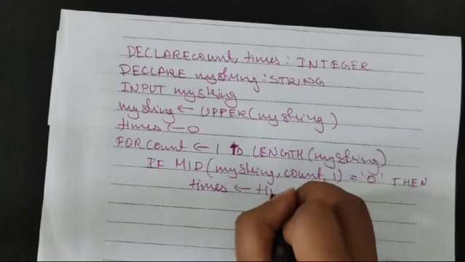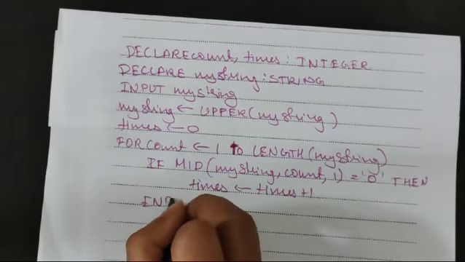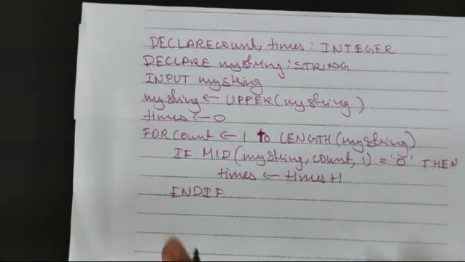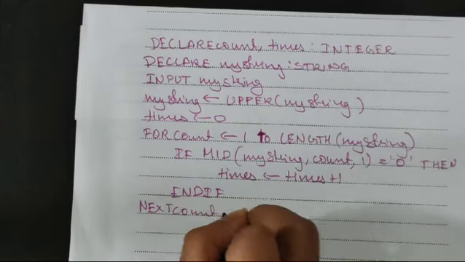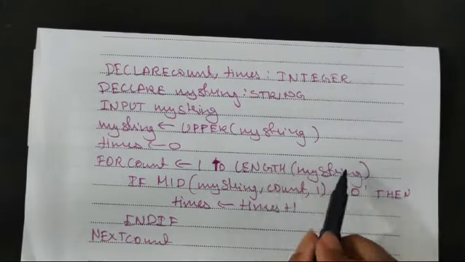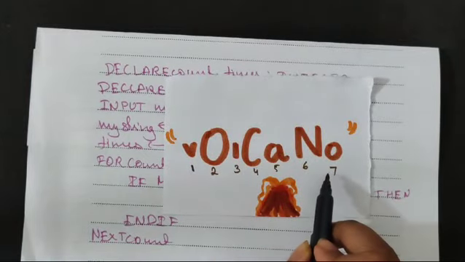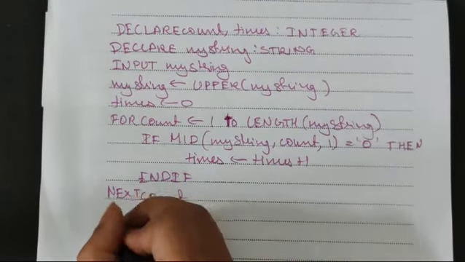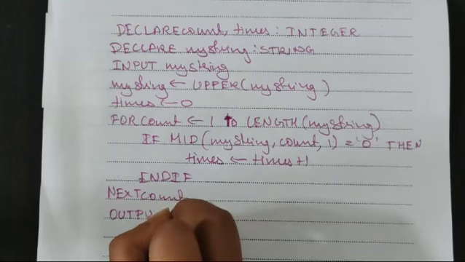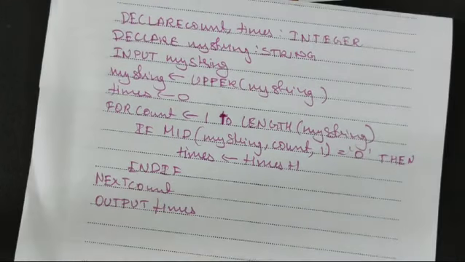Then I'm going to increment times plus 1. Then I'm going to end if. And then next count. And why have I taken the length of my string? Because it's the total number of letters that are there, 7. So all the way from 1 to 7. That's what's happening. And then I'm going to output times. So this is my answer.